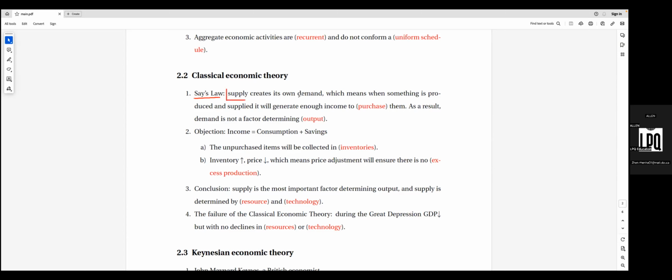If I use just one sentence, Say's law is about this: supply creates its own demand. That is the shortest version of Say's law. Supply can create its own demand. So what do I mean by this?